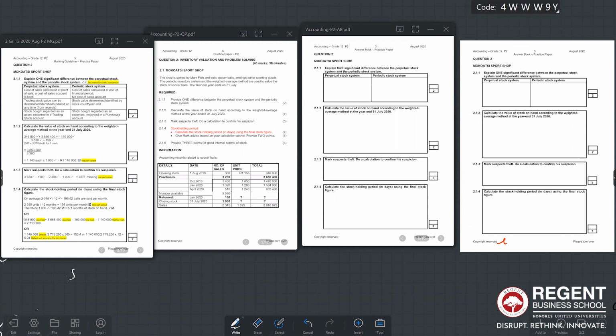Then you take that 1,140 and multiply it by 1,000, because I told you your closing stock was 1,000 soccer balls. So multiply it by 1,000 and you end up with an answer of 1,140,000. That's the value of my closing stock using the weighted average method.